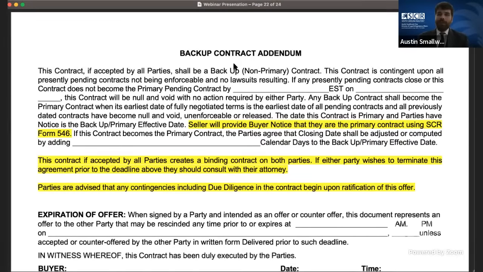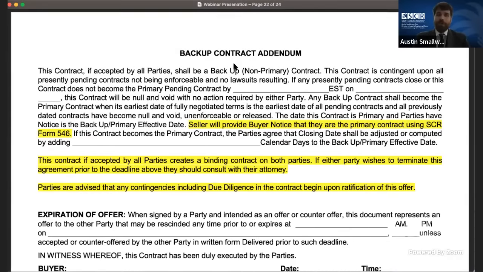Then what we have in here is that if we end up becoming the primary contract, we now are going to have a new form we'll go over in a second, Form 546, in which the seller notifies the buyer, hey, you're now in primary position. I do want to remind parties and agents, that's why we have this new part that's highlighted at the bottom, that this contract, if accepted by parties, creates a binding contract. And if either party wishes to terminate prior to the deadline above, they're going to need to consult their attorney, and any contingencies, including due diligence, begin upon the ratification of this offer.